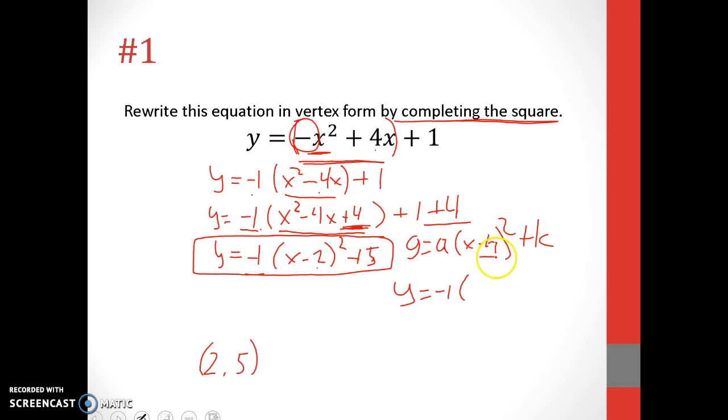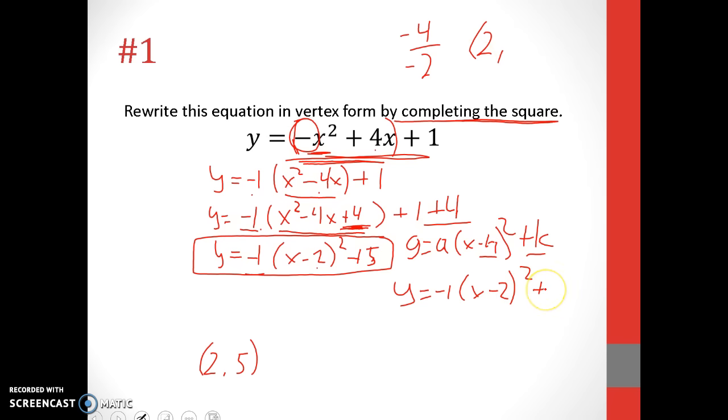And then in order to figure out what the h and the k are, I'm going to have to find the vertex here, which is -b over 2a. That's going to be -4 over 2 times -1, which is -2. Well, -4 over -2 is +2. And so it's going to be x minus 2 squared.